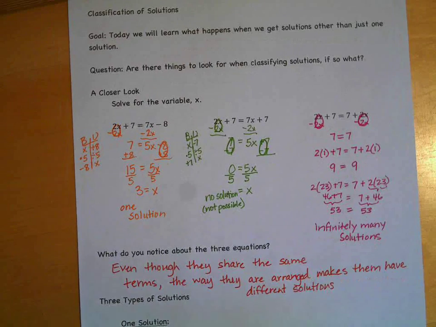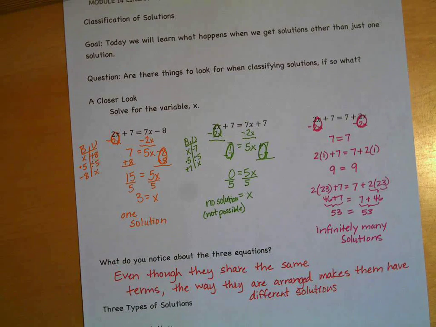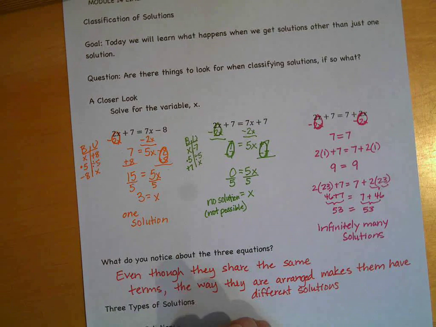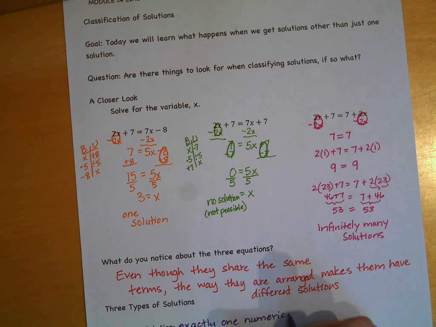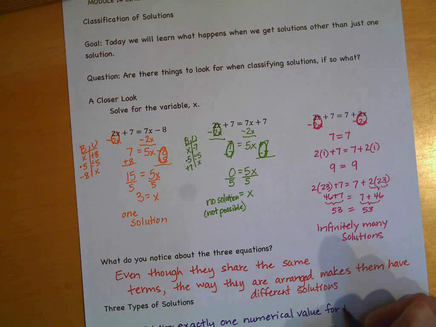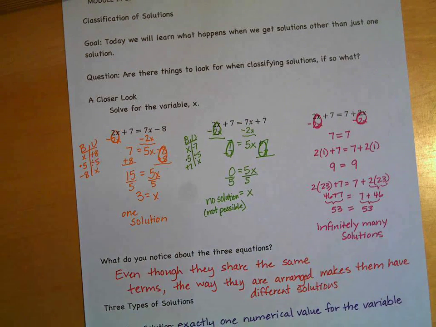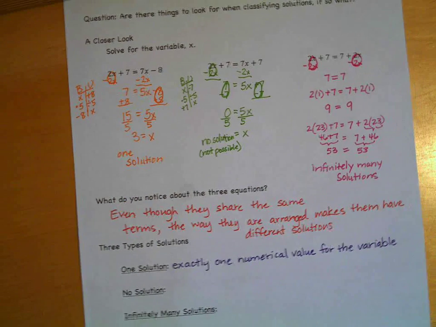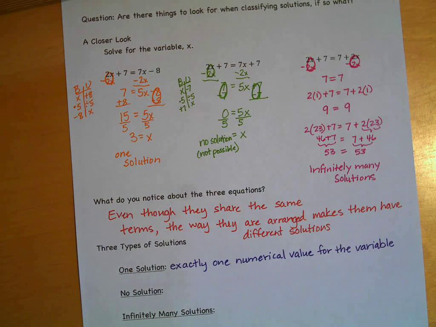Okay, interesting. All right, so now the next part is the 3 types of solutions. So one solution means that there is exactly one numerical value for the variable. And this is what you have been learning about all along. Okay, so we've been working with one solutions all along with learning the whole process of solving them.